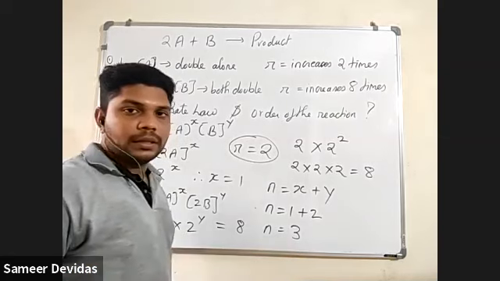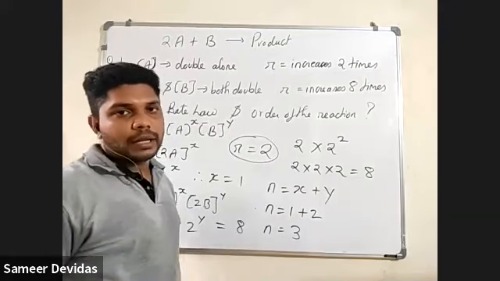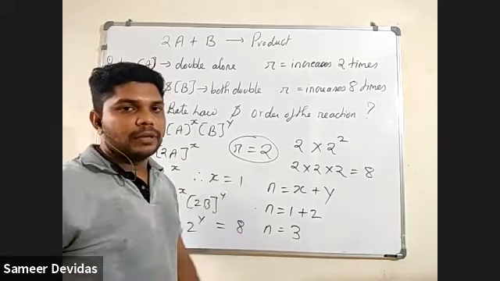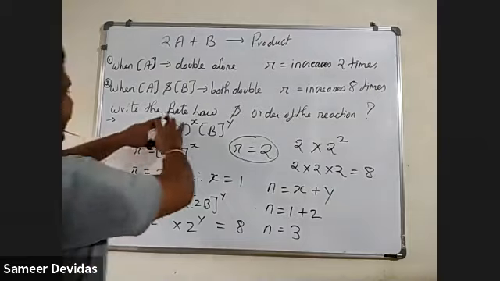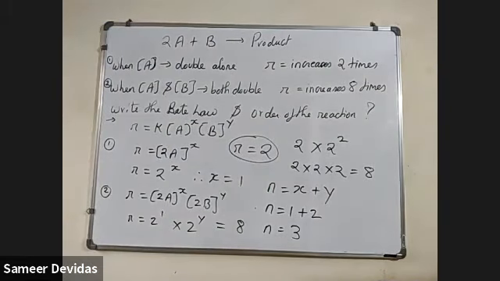3 is your answer. Now, if you're asking me, sir, is there any unit for order? There is no unit for order. Remember this. You shouldn't write any unit for order, because order doesn't have any unit. It is just a number. So you have written the rate law, and you have also written the order of a reaction. Any difficulty in this, students? No, sir.